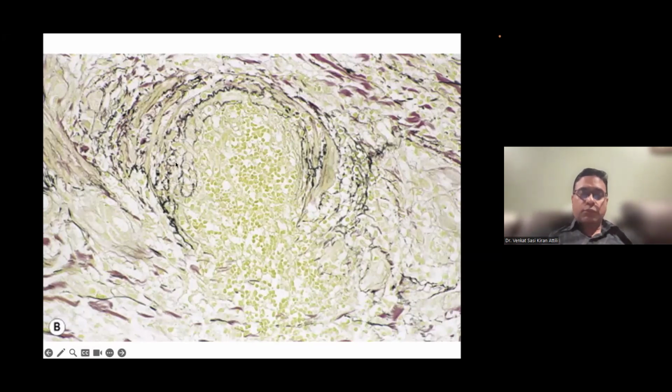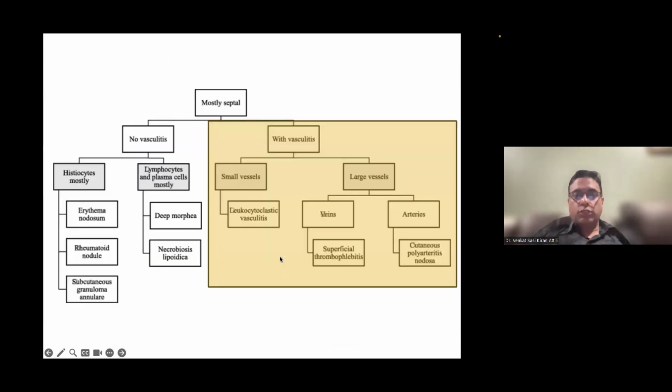And the disruption of the internal elastic lamina is an indication of the vessel wall being damaged in polyarteritis nodosa. So mostly septal. This is a flowchart of panniculitis. Then panniculitis, septal with vasculitis. If it's small vessels, then you're looking at leukocytoclastic vasculitis. If it's large vessels, if it's a vein, superficial thrombophlebitis. If it's an artery, it's polyarteritis nodosa.